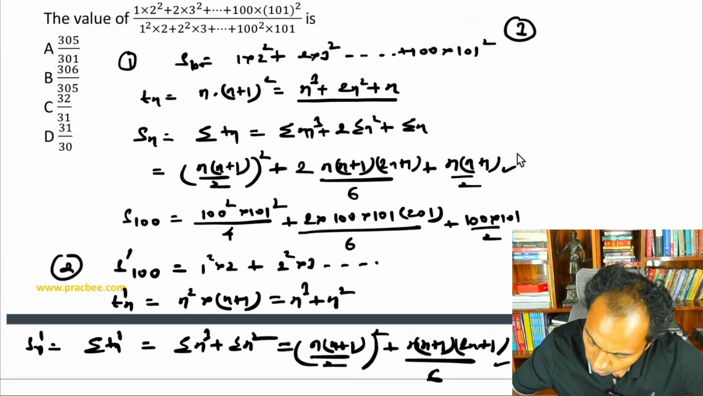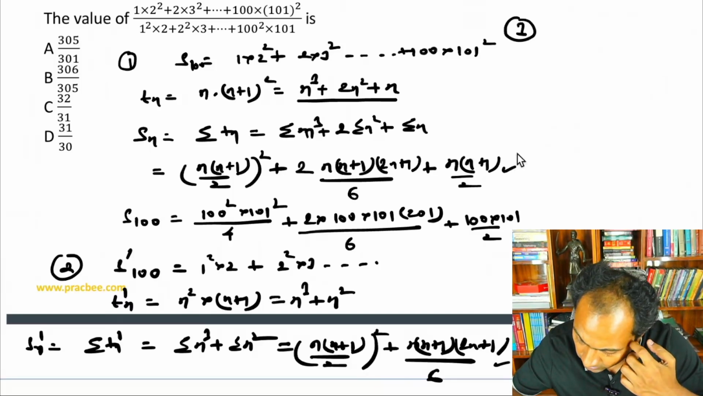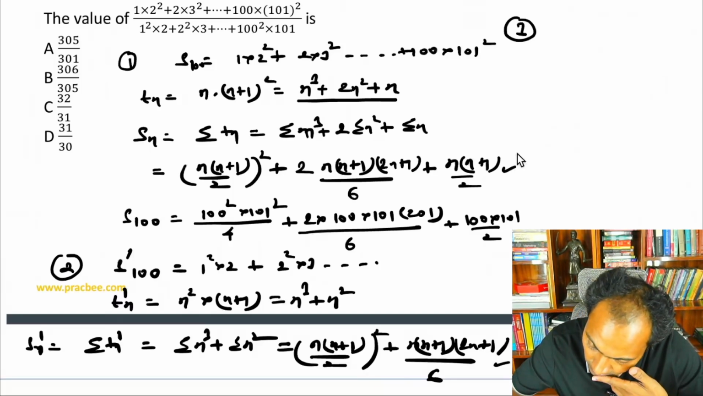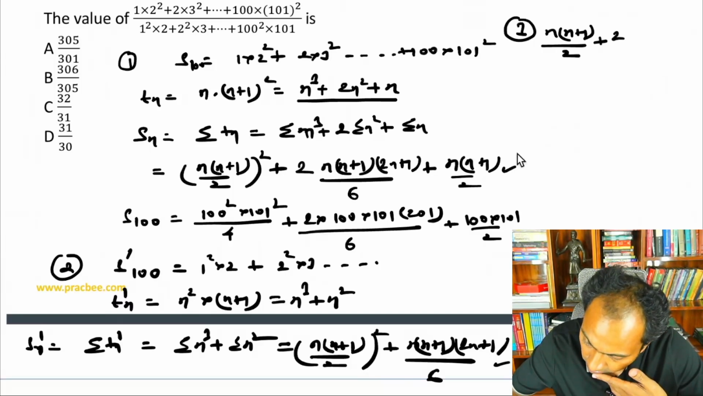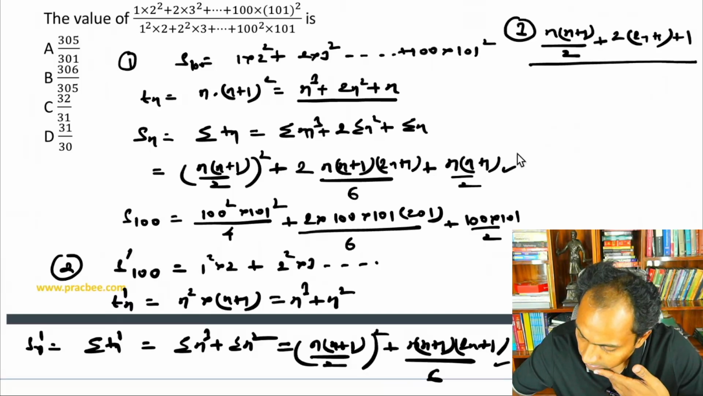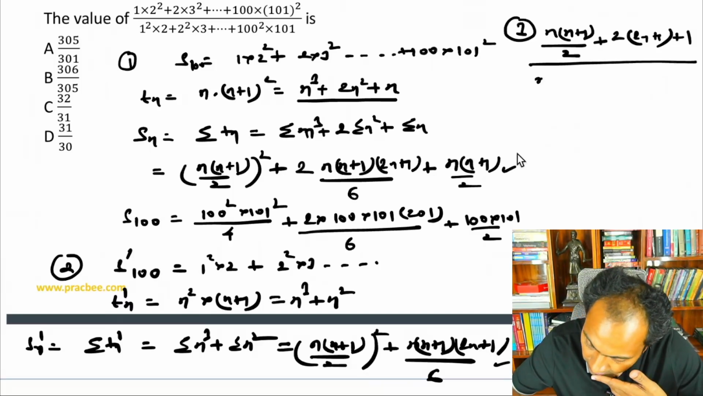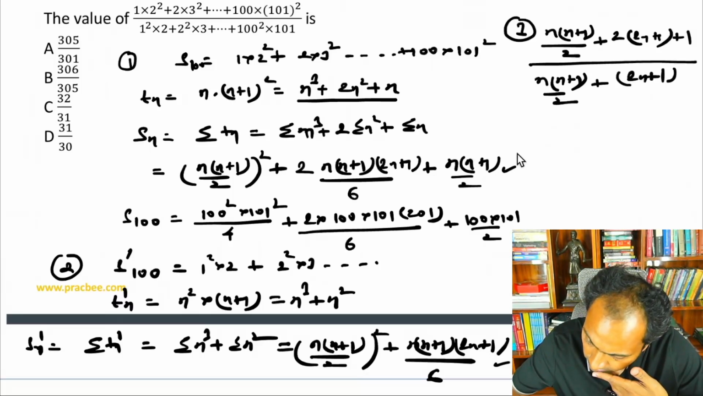So let us substitute it. So we can see that n into n plus 1 by 2 will get cancelled out. And what will be left in the numerator is n into n plus 1 by 2. This part will become 2 times 2n plus 1. And then we have 1. Divide by, you can see that again here n into n plus 1 by 2, 1 will remain, and 2n plus 1 by 3 will remain.